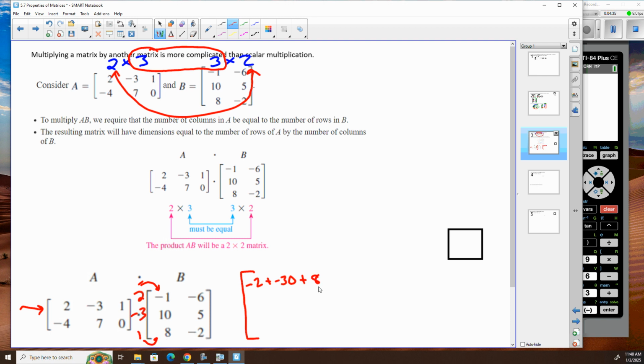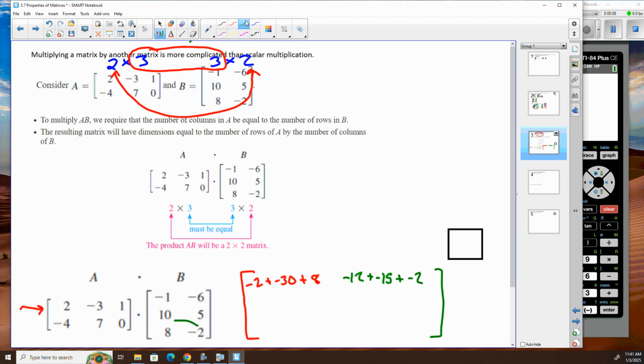Now I'm going to take those same numbers in red, and I'm going to multiply them to their corresponding number in the second column of B. So then I'll go 2 times -6, which is -12, then I'll go plus -3 times 5, which is -15. Then I'll go plus 1 times -2, which is -2. And then I will erase those.